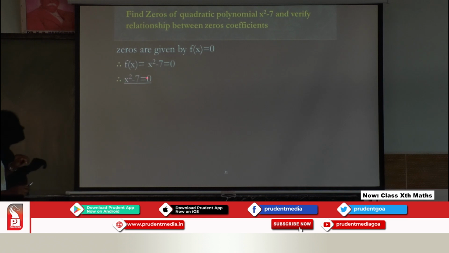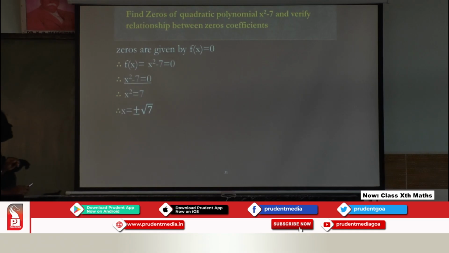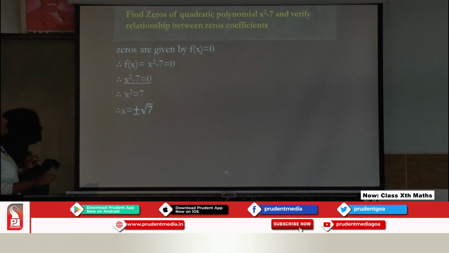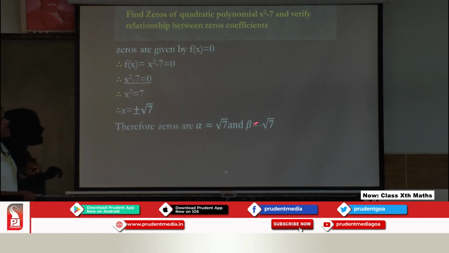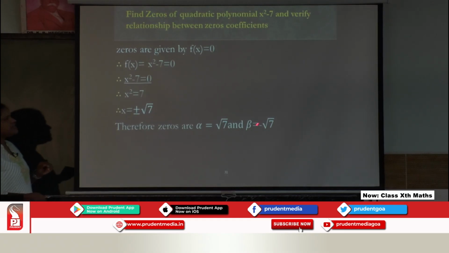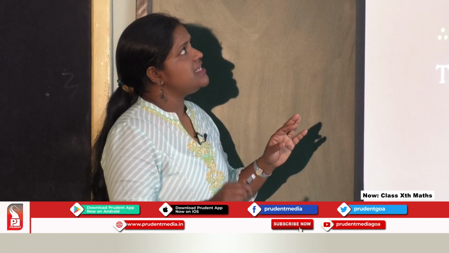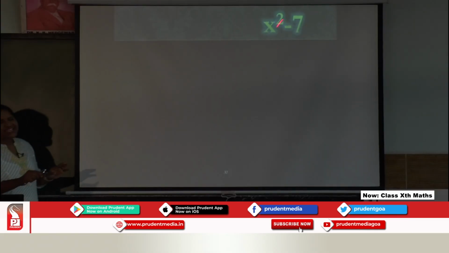Since x square minus 7 is 0, I can shift this 7 to the other side. I will get x square is equal to 7. So, what is my x? X will be, square will change to root. So, it becomes plus or minus root 7. Therefore, I have two answers, alpha is equal to root 7 and beta is equal to negative root 7. So, these are my two zeros here. So, again the first part of the problem is done. Let us move to verification. So, this is my polynomial x square minus 7.